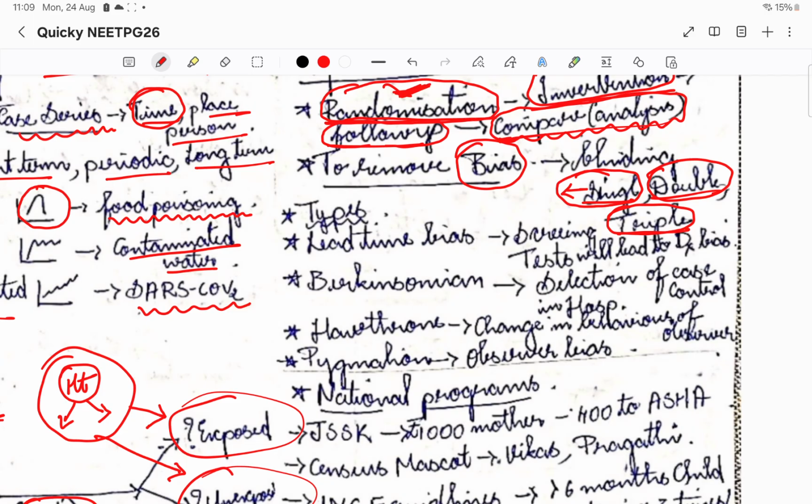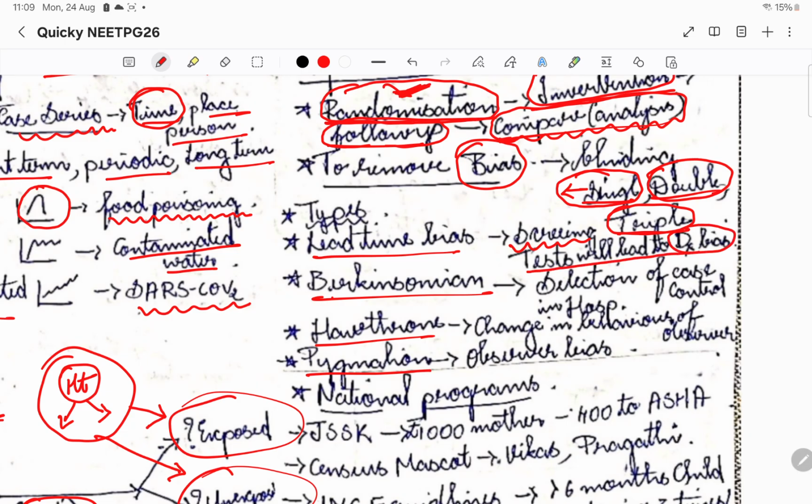Then the other types of bias that will be there are lead time bias, Parkinsonian bias, Hawthorne bias, and Pygmalion bias. So what are these? Lead time bias is about screening tests. For example, there is an experiment that I'm doing with respect to a screening test. What happens is this test will lead to diagnosis bias.